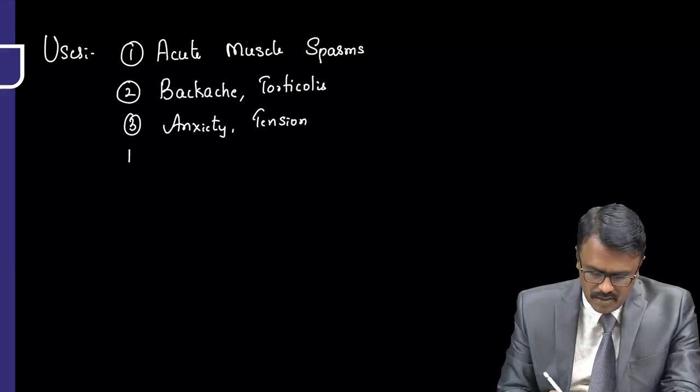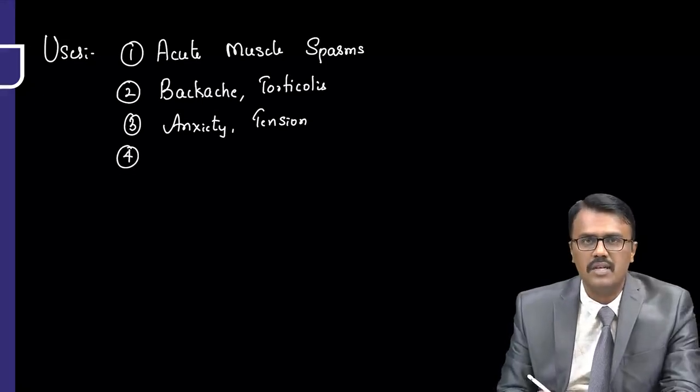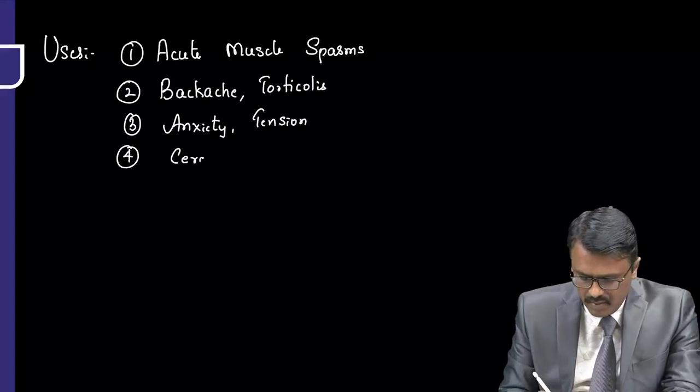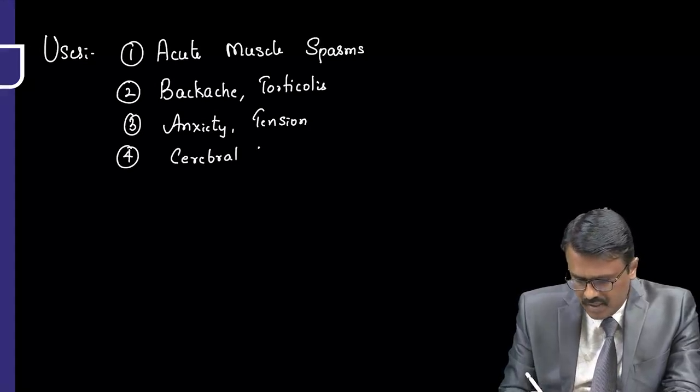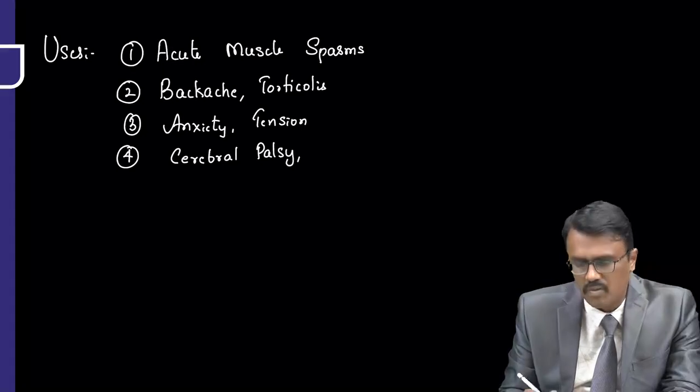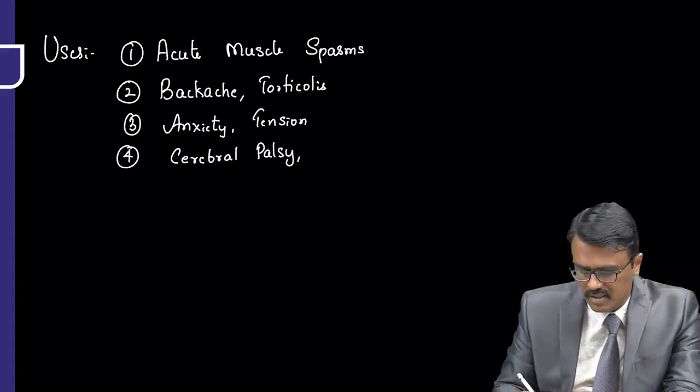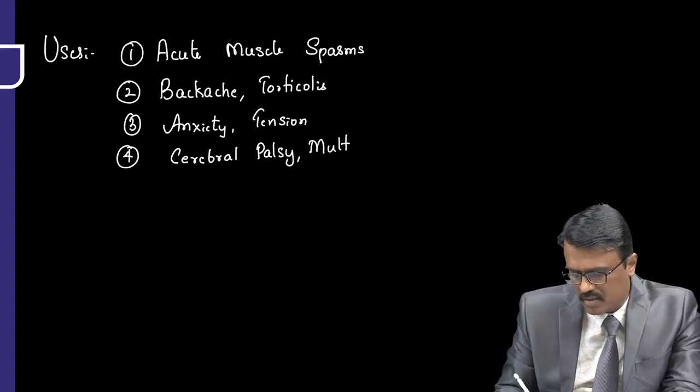And then spastic neurological conditions. What are the spastic neurological conditions? You can see cerebral palsy, and one more condition where they will see spasticity is multiple sclerosis.